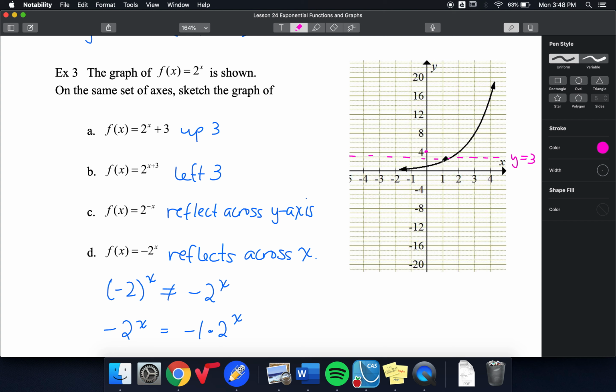This point was 1, 2. It's going to go up to be 1, 5. At 2, I would have the value 4, but now I'm going to move it up to 7, and so on and so forth. So same shape, just moved up 3. So that's 2 to the x plus 3.